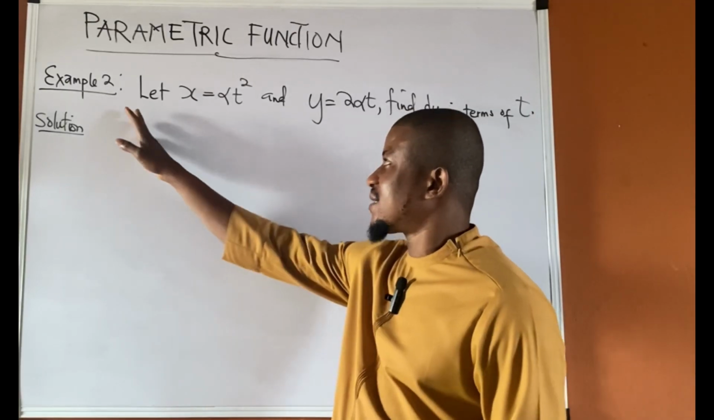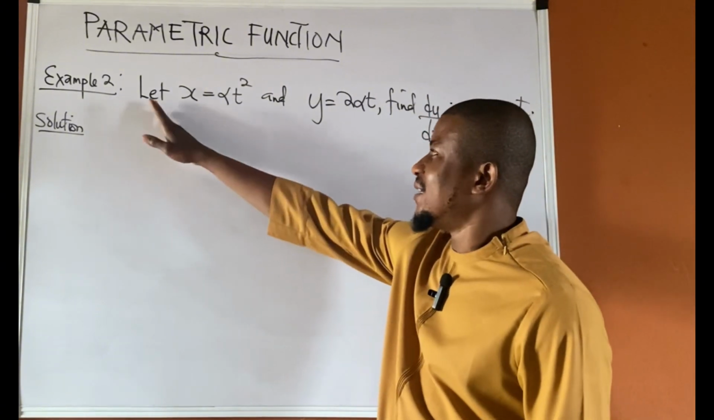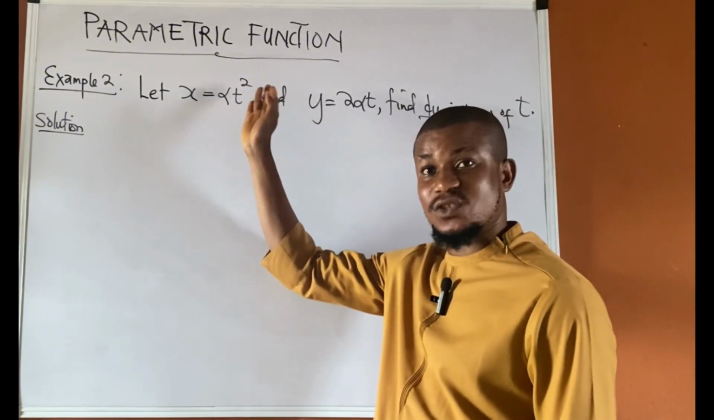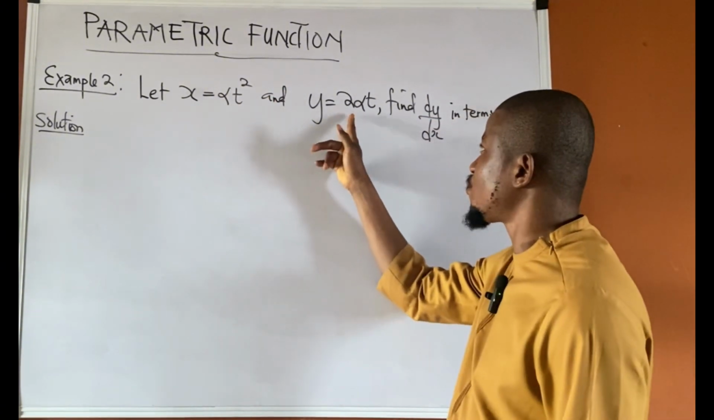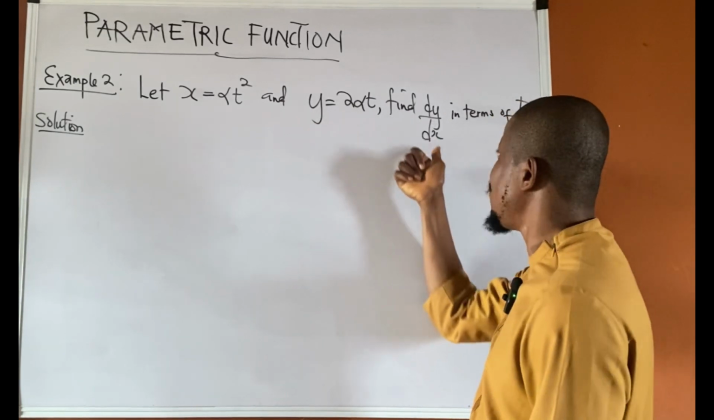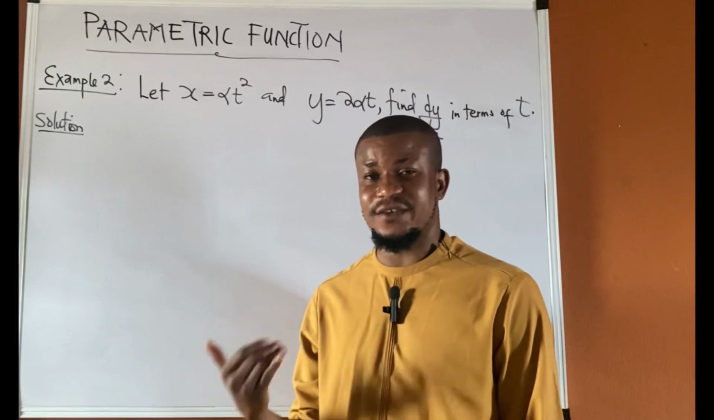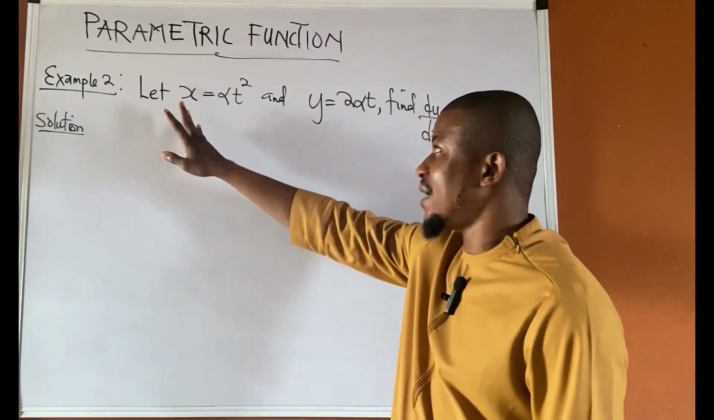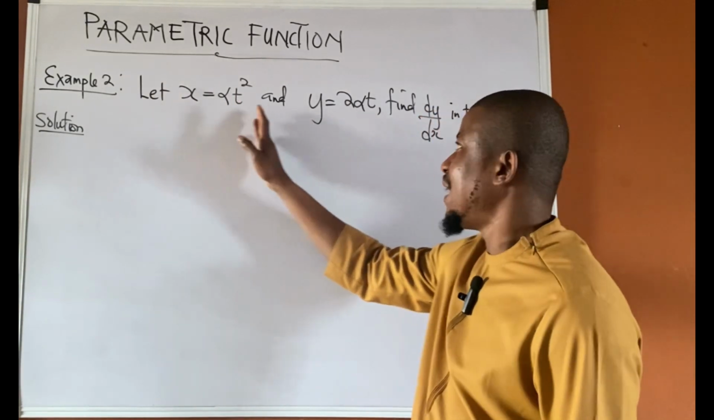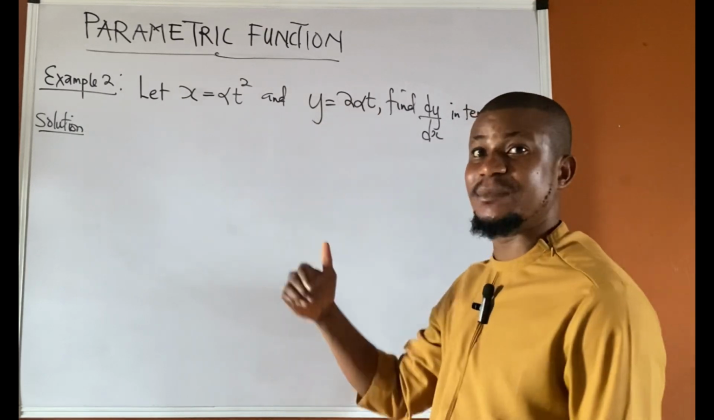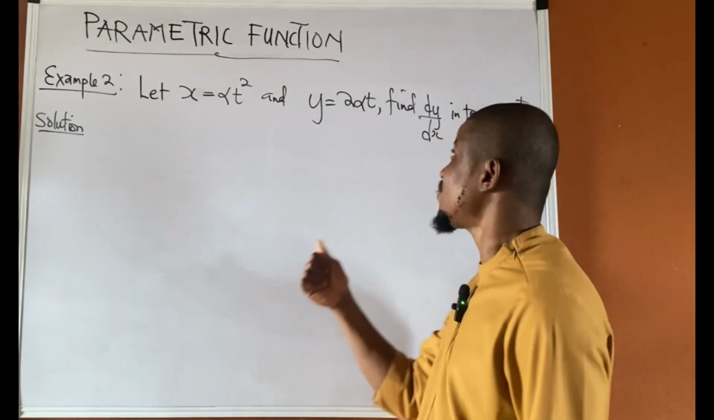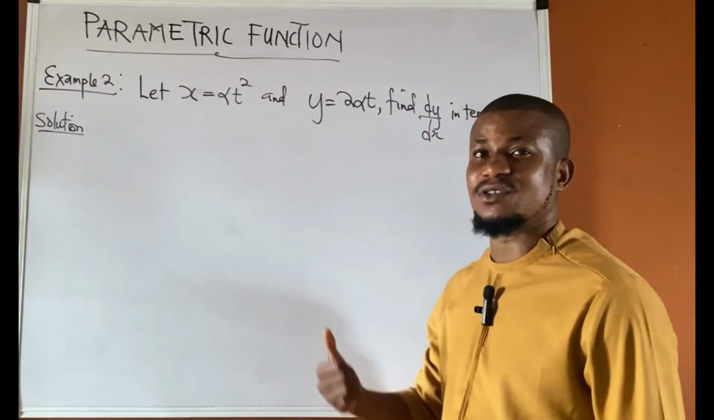Now let's look at this second example. Let x equal alpha t squared and y equal 2 alpha t. Find dy/dx in terms of t. This is also a parametric function because we have x defined as a function of t and y defined as a function of t. The parameter here is t. And so we are asked to find dy/dx in terms of t.